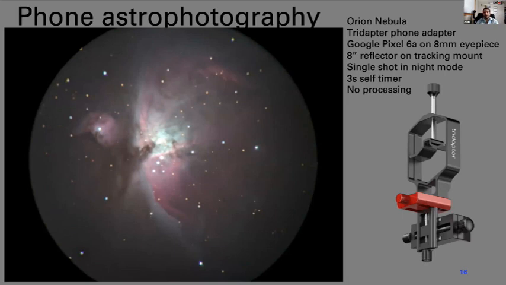This image of the Orion Nebula was again taken with my Google Pixel 6a. I had attached it to an 8mm eyepiece on my 8-inch reflector on a tracking mount. This was a single shot in night mode, using basically just the automatic settings. This is a JPEG straight out of the phone, because I didn't do any further editing or processing to it. This is just how it came out of the camera.